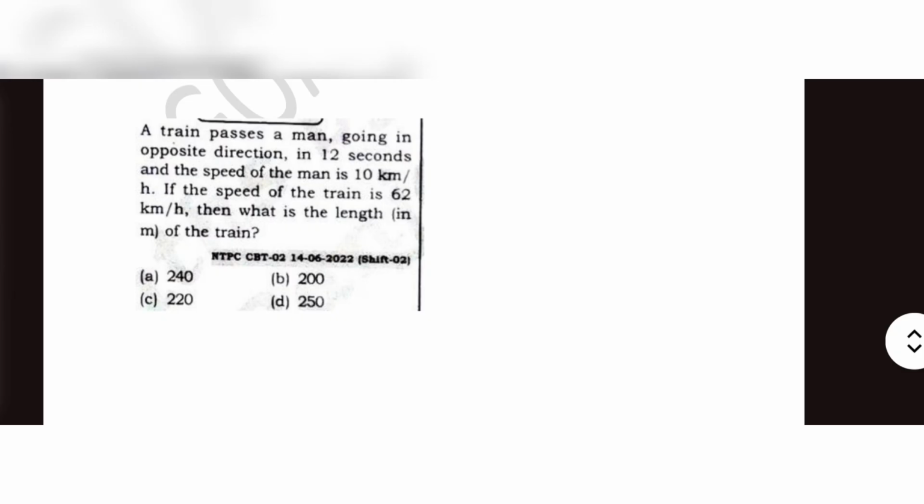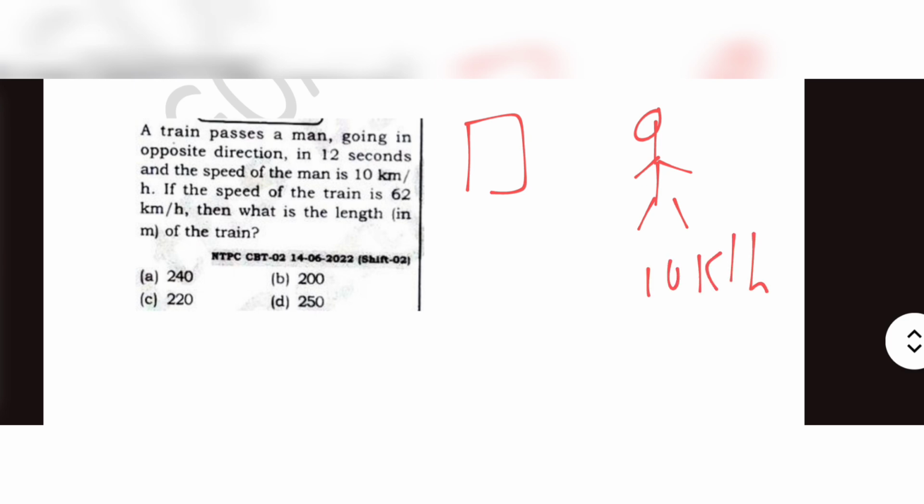A train passes a man going in the opposite direction in 12 seconds. There is this train, it passes this man. The speed of this man is 10 kilometers per hour, and the speed of the train is 62 kilometers per hour. Then what is the length of the train that they are asking us?